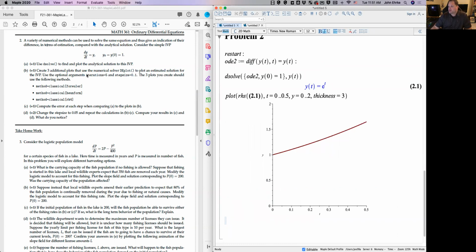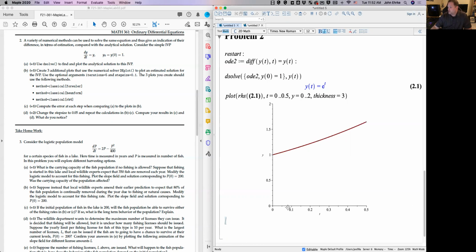Now in part B, it says create 3 additional plots that use DE-plot to plot an estimated solution for the IVP. Remember, every time you use DE-plot, it's not plotting the actual answer, it's plotting an approximation using one of these numerical techniques. It says use the optional arguments, iterations equal 5 and step size equal 0.1. In other words, I can tell Maple when it uses DE-plot which method to use to do the plot and how big a step size to use and how many iterations to do.